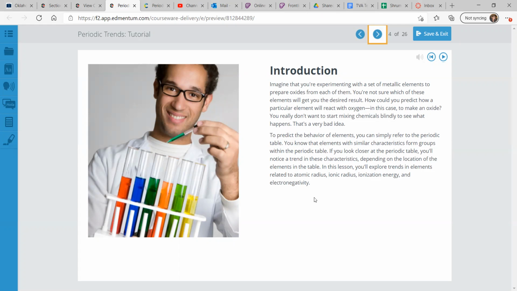So to predict the behavior of elements, you can simply refer to the periodic table. You know that elements with similar characteristics form groups within the periodic table. If you look closer at the periodic table, you'll notice a trend in these characteristics, depending on the location of the elements in the table. In this lesson, you'll explore trends in elements related to atomic radius, ionic radius, ionization energy, and electronegativity.